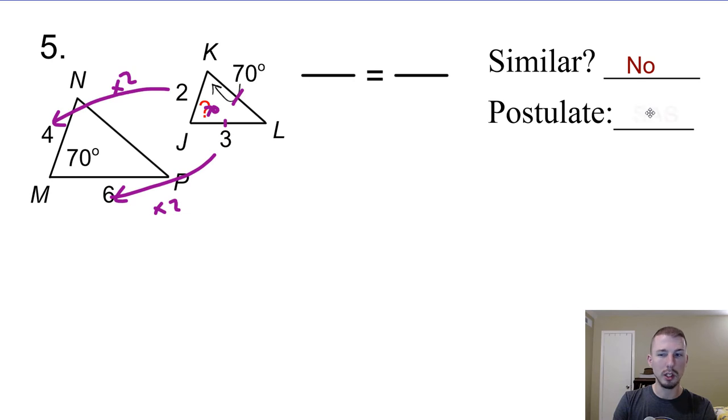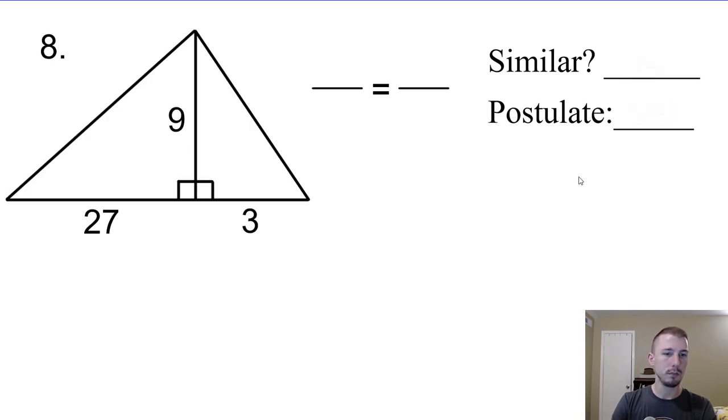The postulate we were trying to use was side angle side though. And again, why side angle side? Because one of them was side angle side. I don't know. I should have put it non-applicable because it wasn't one. Because they didn't actually match up.